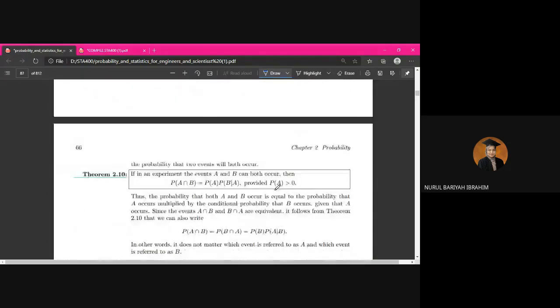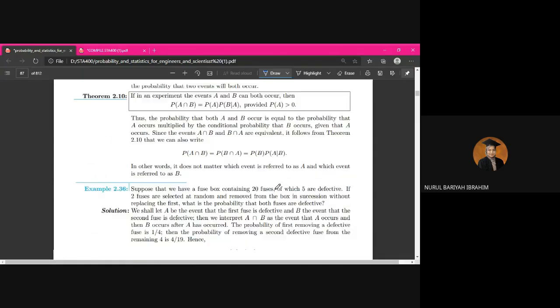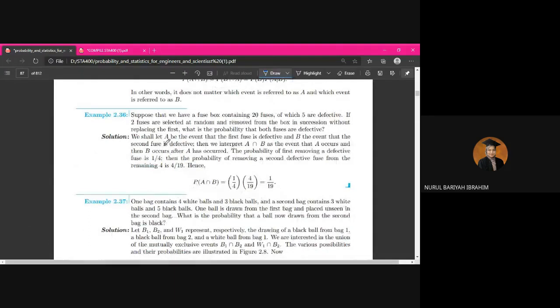Okay. For any example here, I explain this example. Suppose that we have a fuse box containing 20 fuses, of which 5 are defective. Okay, so yang good adalah 15. 15 good, 5 defective. If two fuses are selected at random and removed from the box in succession without replacing the first, maksudnya without replacement, what is the probability that both fuses are defective? So macam mana kita nak buat ni?